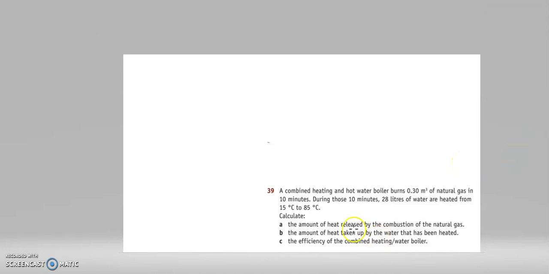Hi there. In this video we are going to look at another question regarding efficiency, and in this case the input energy is natural gas. A combined heating and hot water boiler burns 0.30 cubic meters of natural gas in 10 minutes. During those 10 minutes, 28 liters of water are heated from 15 degrees Celsius to 85 degrees Celsius. Calculate the amount of heat released by the combustion of the natural gas.